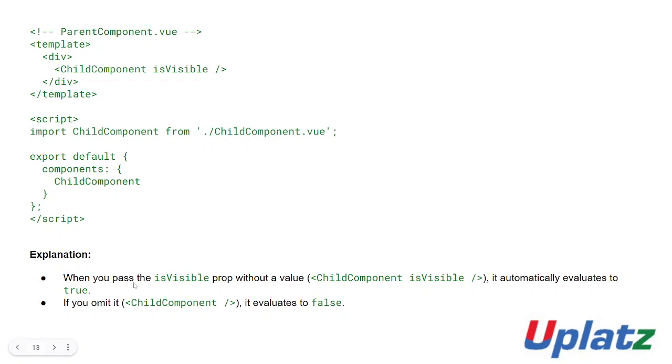Explanation: when you pass the isVisible prop without a value, the child component is visible, and it automatically evaluates to true. If you omit it, the child component, self-closed, evaluates to false. So beautiful and intuitive, very intuitive.